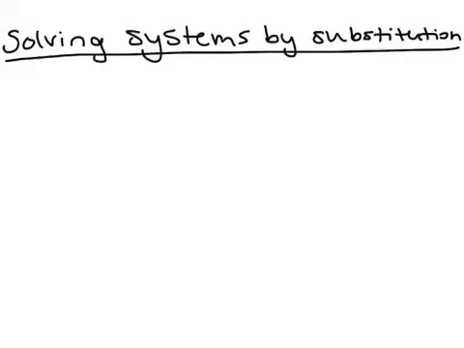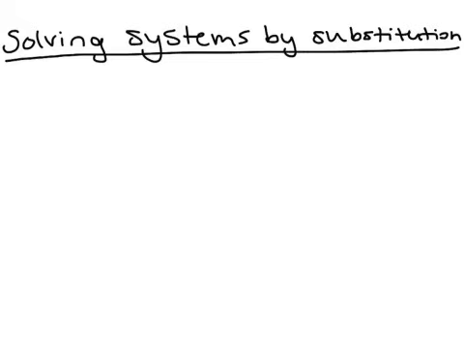So again, we're going to be looking at solving systems of equations. Last class we looked at solving systems of equations by graphing, and when we did that, the solution to two equations was the point at which they intersected. So what we're trying to find is where these two linear equations intersect each other.